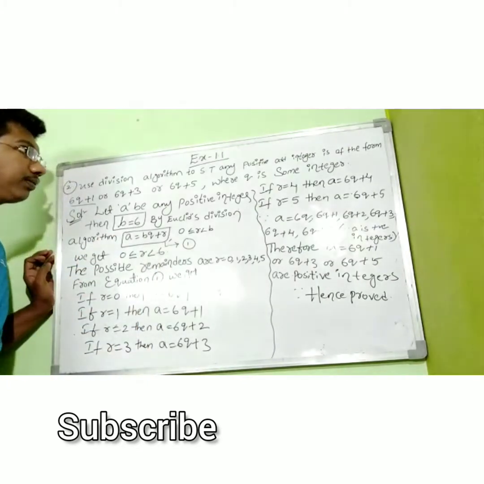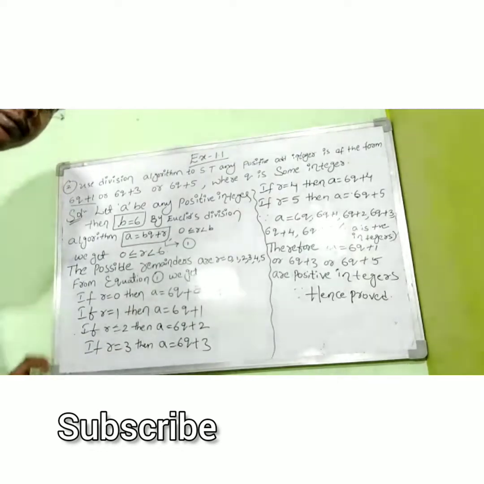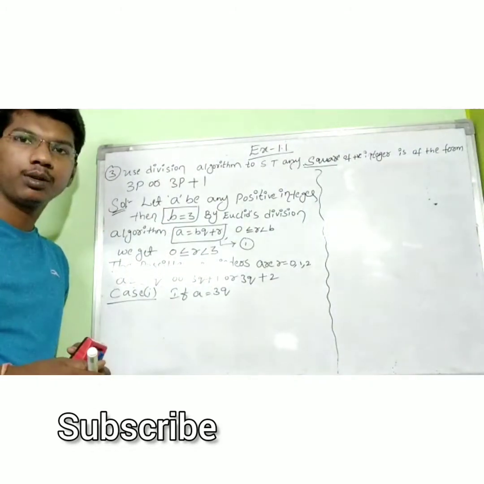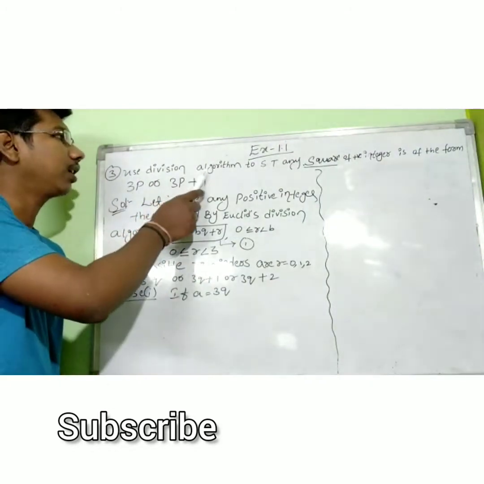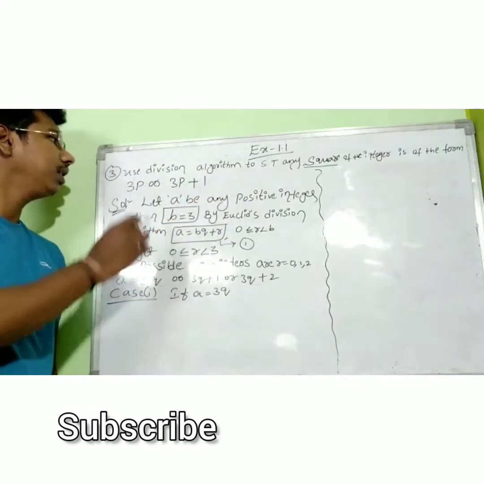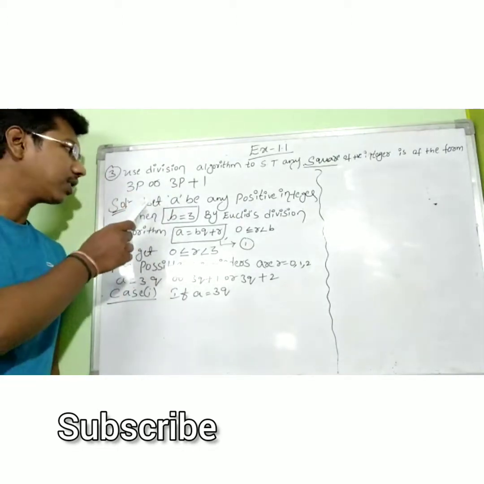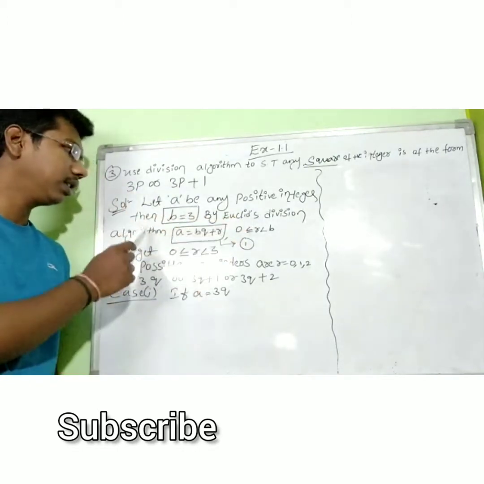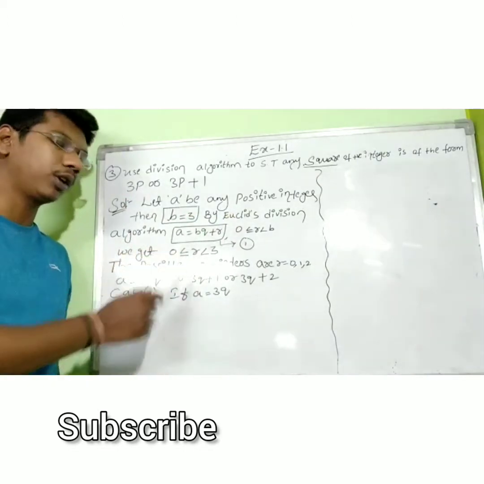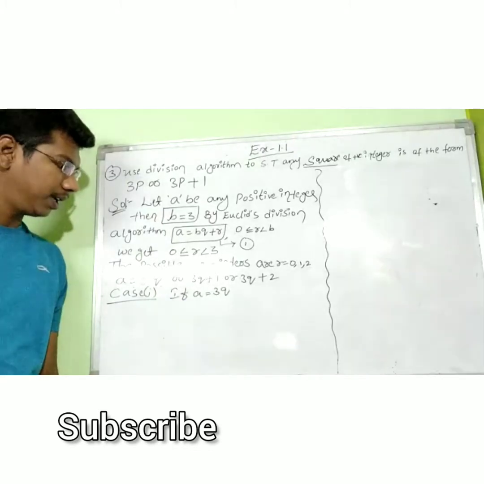Next problem, exercise 1.1, question number 3. Students, here question number 2 is, use division algorithm to show that any square of positive integer is of the form 3p or 3p plus 1. This is question number 3. Now step 1 is common. Let a be any positive integer, then b is equal to 3. By Euclid's division algorithm, a is equal to bq plus r. This is the formula. Condition is 0 less than or equal to r less than b.